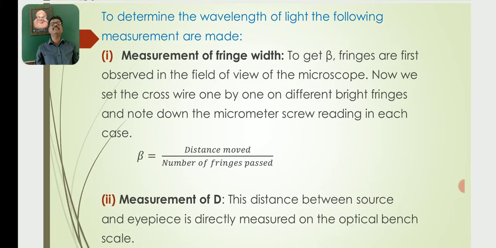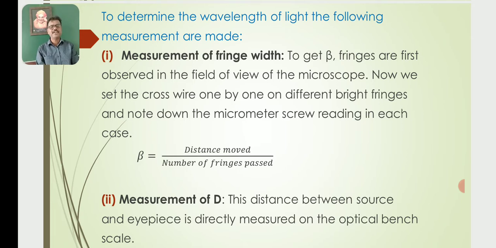So then determine the wavelength of light. The following measurements are made. First one, measurement of fringe width, beta. To get beta, fringes are first observed in the field of view of the microscope. Now we set the crosswire one by one on different bright fringes, and note down the micrometer screw reading in each case.